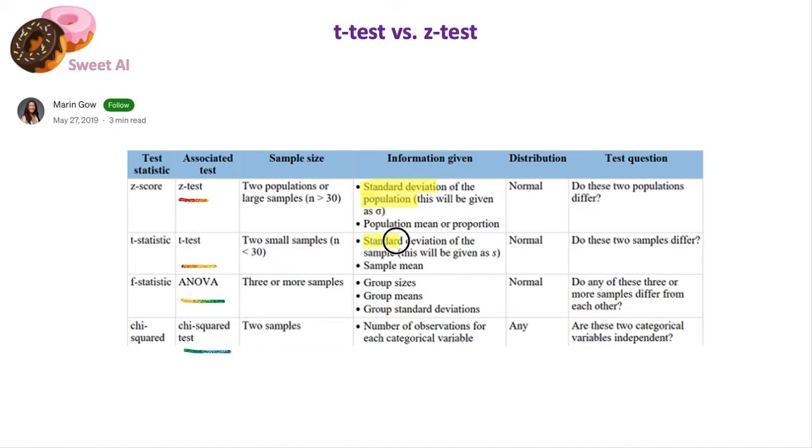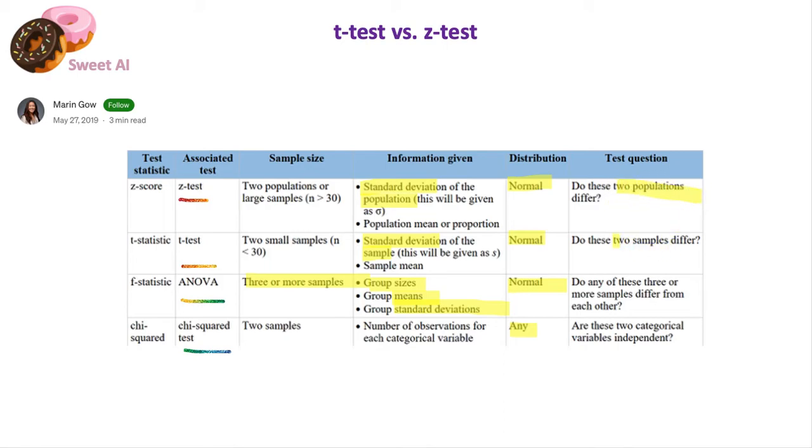And as you see, it shows here, when we have a standard deviation of the population, we use z-score, and when we have a standard deviation of the sample, we use t-test, and when we have the group size, mean and standard deviation, and we have 3 or more samples, we use ANOVA. And these are all good for normal distribution, and the chi-square is good for any kind of distribution.